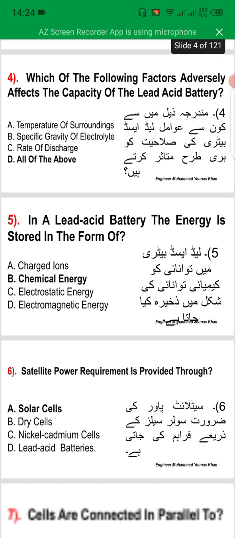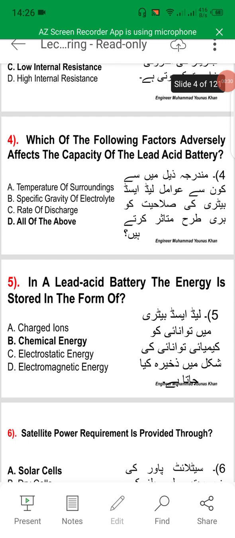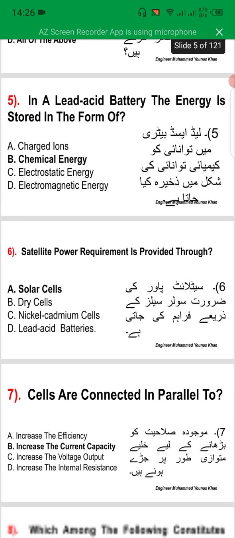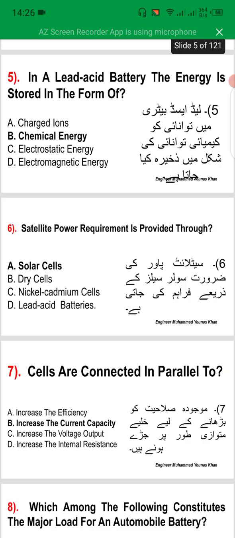Which of the following factors adversely affects the capacity of the lead acid battery? Temperature of surroundings, specific gravity of electrolyte, rate of discharge, all of the above. In a lead acid battery, the energy is stored in the form of chemical energy.